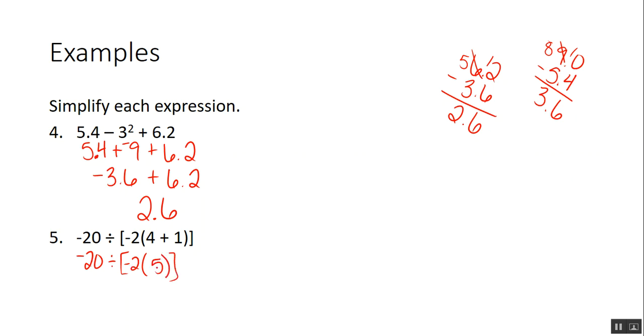Now outside of that, we have multiplication within the bracket, so negative 20 divided by negative 2 times 5 is negative 10. And I'm only keeping the parenthesis here so we don't forget the negative symbol. Negative 20 divided by negative 10 is positive 2.